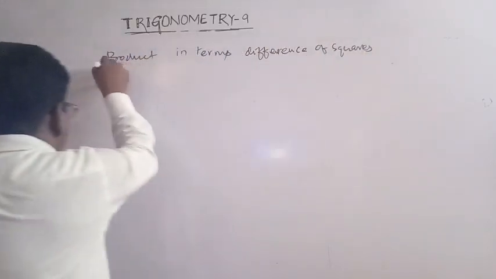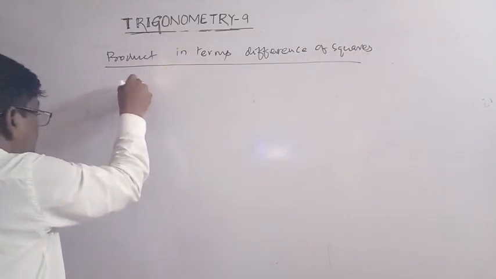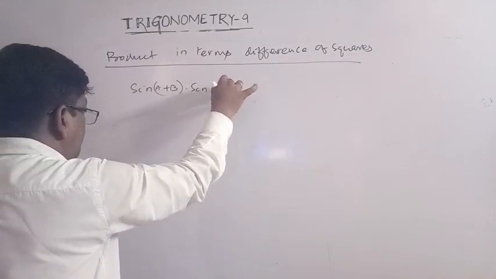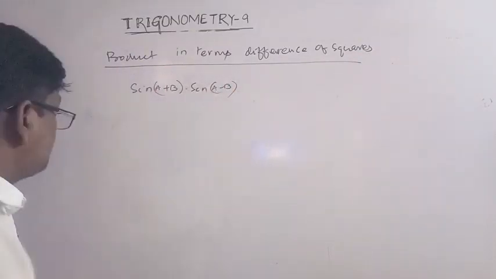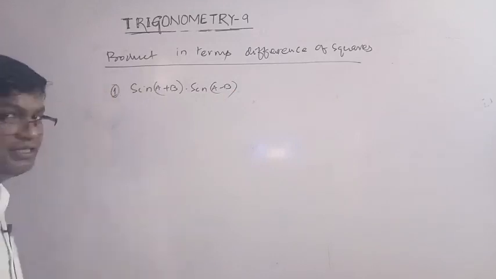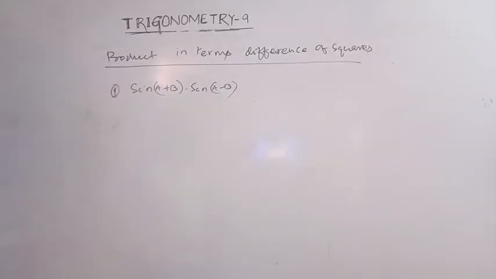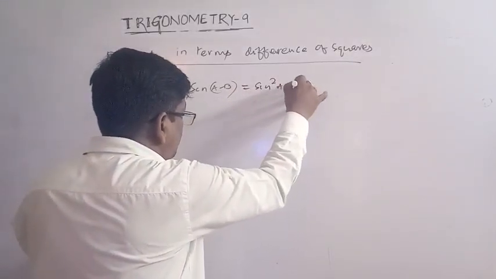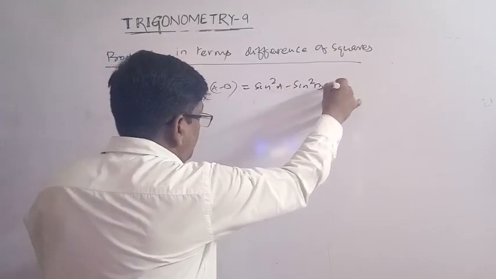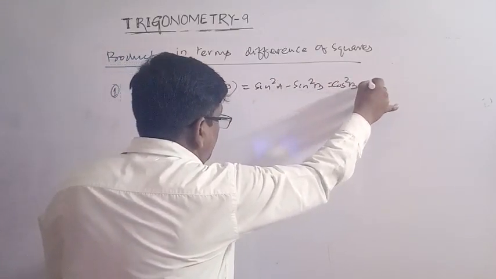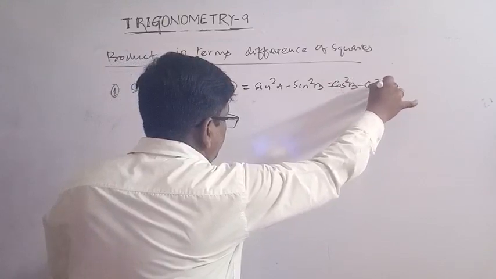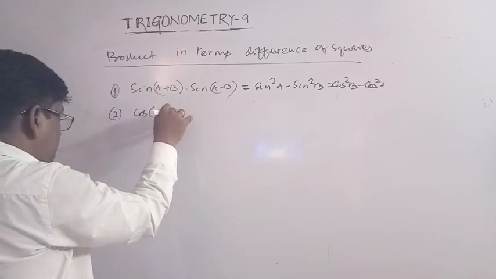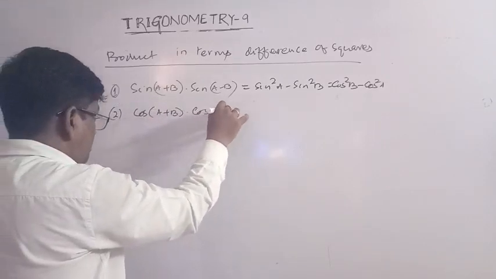Okay, so what is the formula? That is sin(A+B) into sin(A−B). This is formula number 1. What is sin(A+B) into sin(A−B)? This is sin square A minus sin square B, or cos square B minus cos square A.